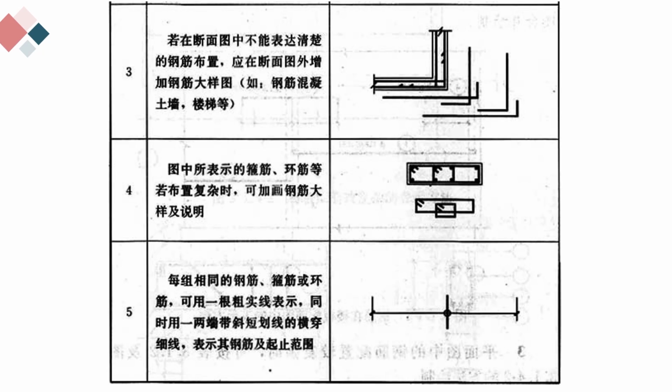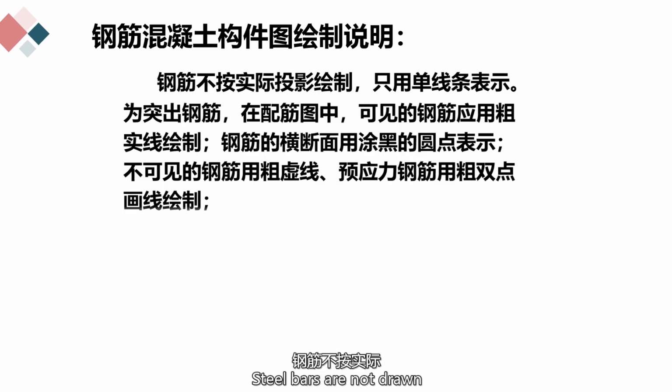If the stirrups, hoop bars, etc., shown in the figure, are complex in layout, detailed drawings of the bars and explanations can be added. Instructions for drawing reinforced concrete component drawings. Steel bars are not drawn according to the actual projection, but are represented by single lines only. To highlight steel bars in the reinforcement drawing, the visible steel bars should be drawn with thick solid lines.